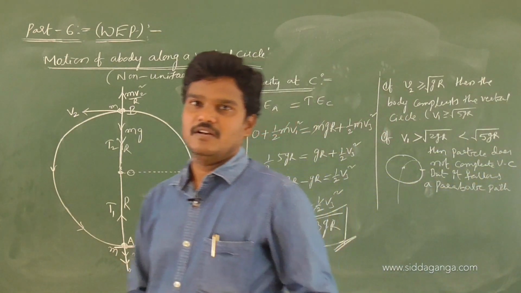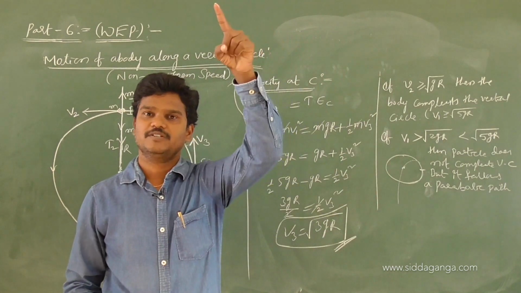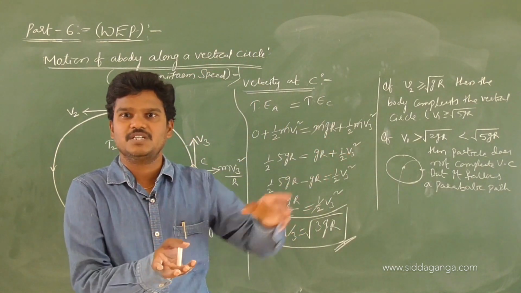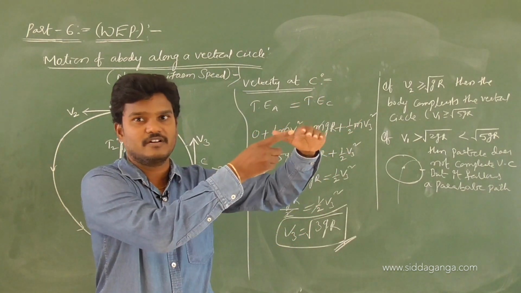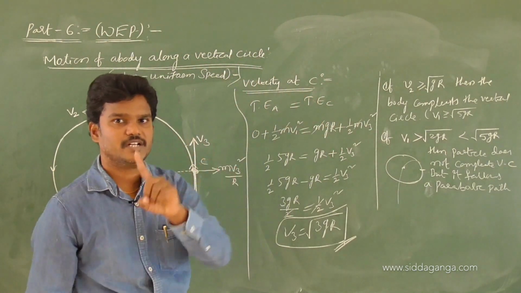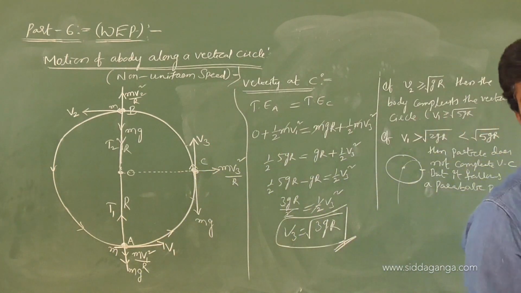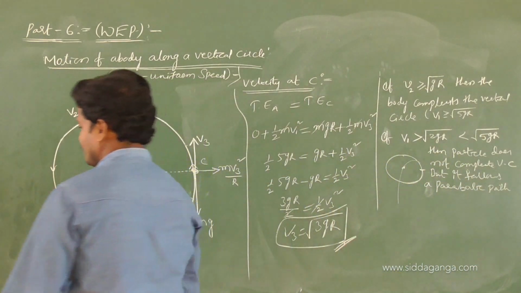Conditions are very clear. To complete the vertical circle, at the bottom it is root 5 gr, at the top it is root gr. That is clear. If V1 lies in between root 2 gr and root 5 gr, then it covers a quadrant of a circle and it will fall. It does not complete the vertical circle, keep in mind, and it follows a parabolic path.